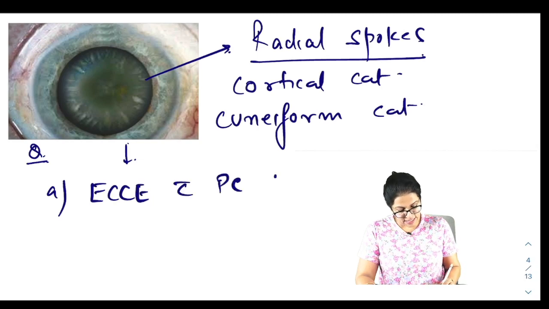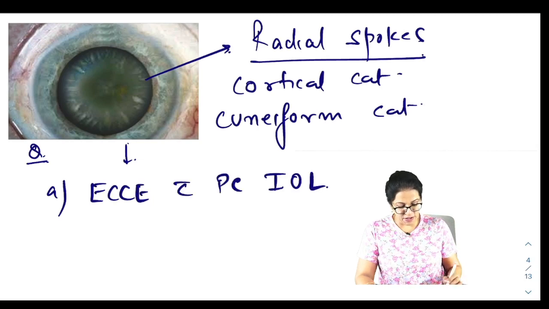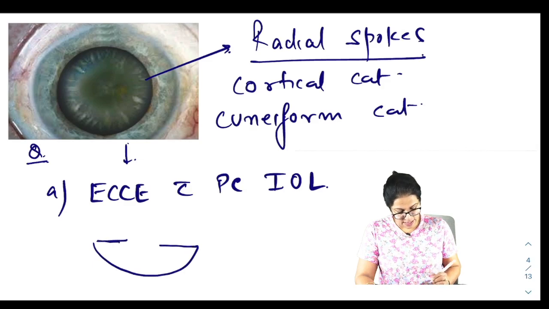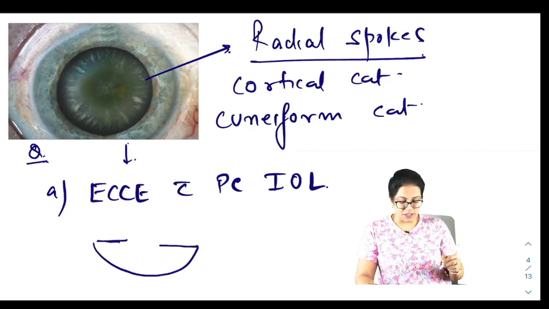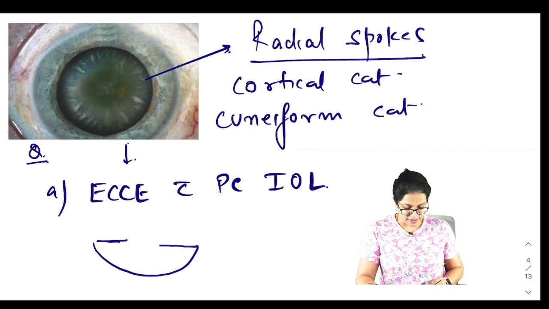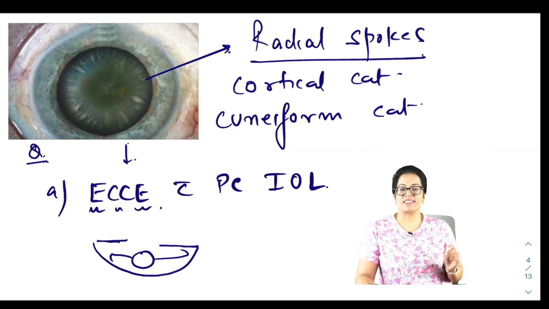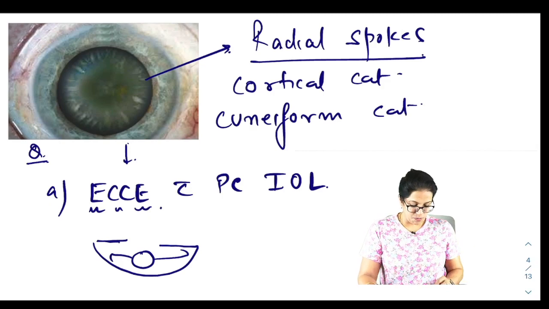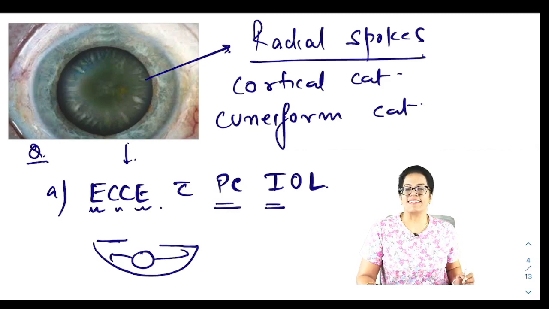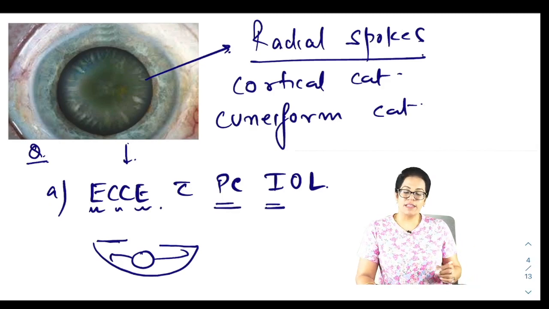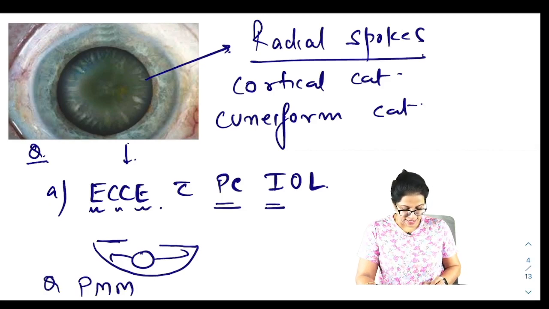So when you say ECCE with PCIOL, very quickly, we all know ECCE means that we are removing the central capsule, right? Cutting the anterior capsule from the center. Once you cut the anterior capsule, remove the cataractous lens, and put an artificial lens. This is extracapsular cataract extraction, leaving behind the capsule, with a posterior chamber intraocular lens. This IOL is made up of, this is another exam question, we all know, polymethyl methacrylate.